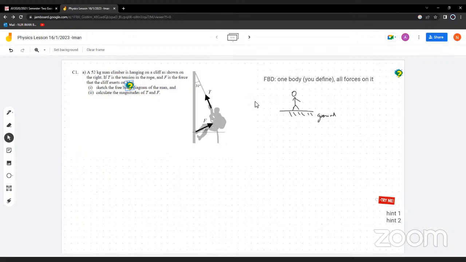All forces on it. Okay, that's FBD. Now, should I include that force or not? No, because it's from you to me. You're the body. In an FBD you don't talk about forces that you're giving to other people or other things. You're talking about what forces other things give to you. Does this make sense so far? Sorry, could you repeat that again? All right, so I'm going to write down this thing.